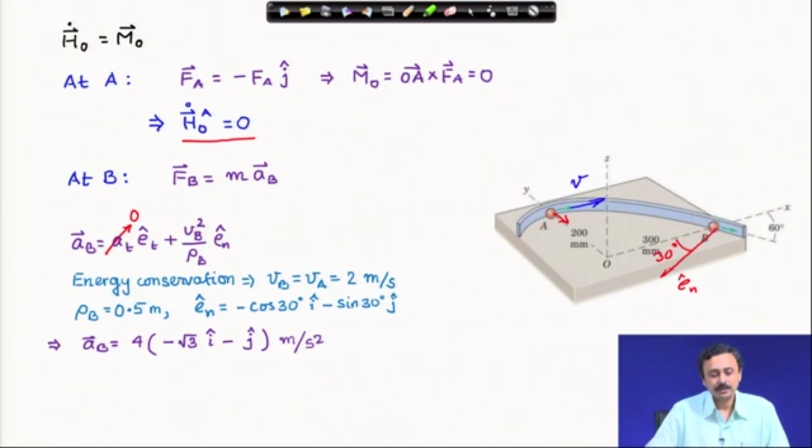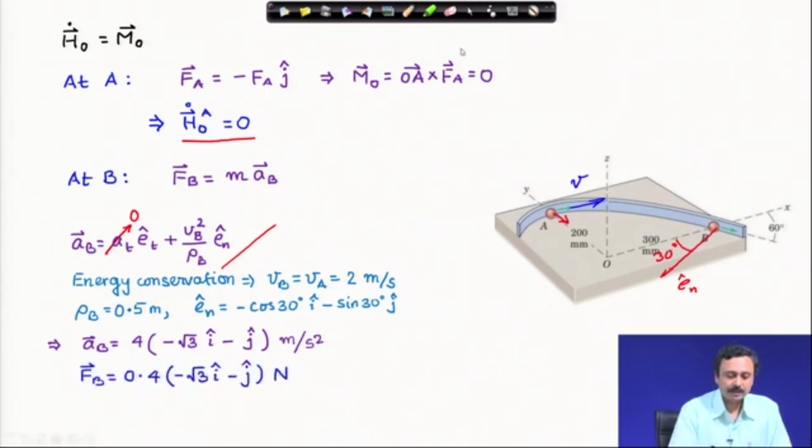given by this expression, that is the acceleration at point B, and the force at point B can then be found as mass times that acceleration at point B. Mass is 0.1 kilogram, that gives us the force F B vector, which I have written out.